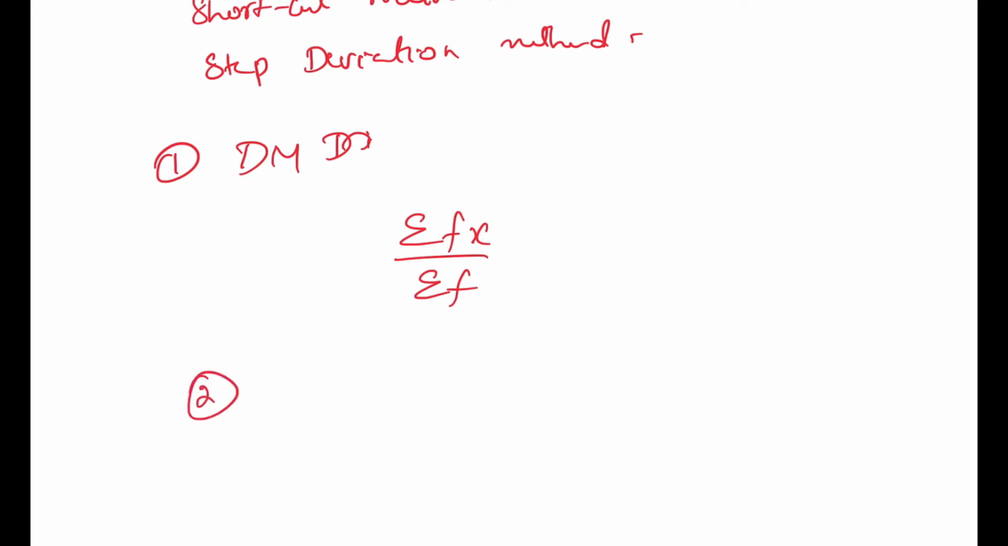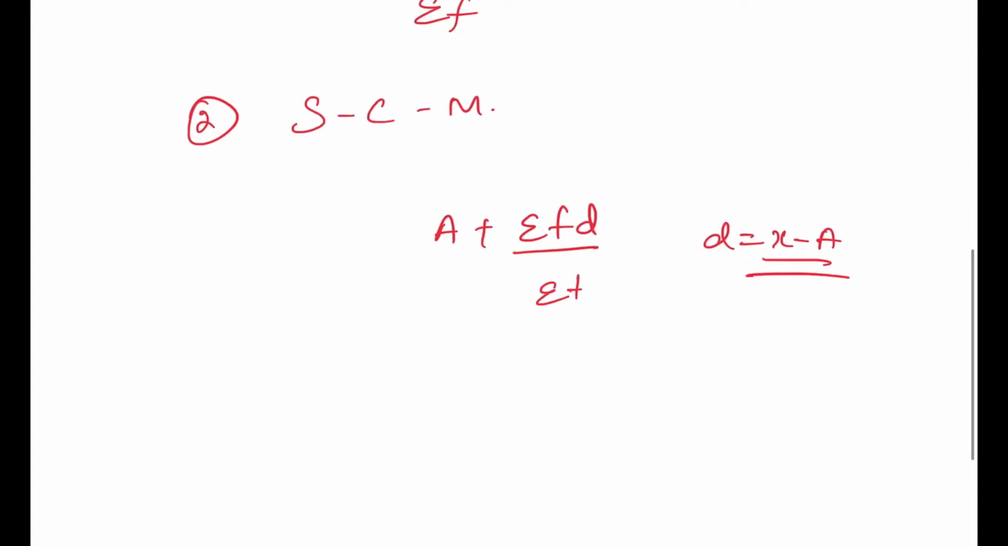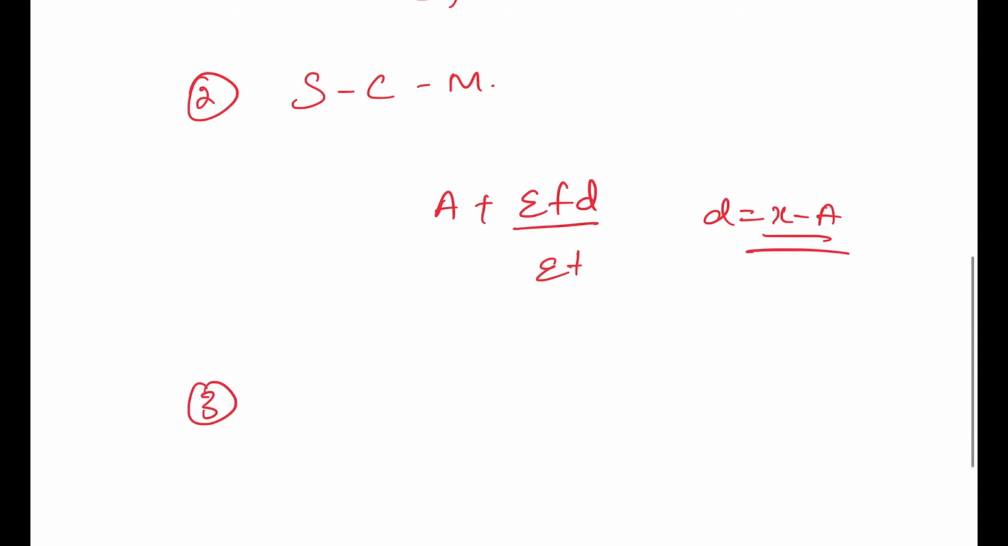Second one, shortcut method. Let me write SC method. In this method, what will be our final formula? We'll have a plus sigma fd by sigma f, where d is equal to x minus a. We'll come to that. Then third one we have the step deviation method. Similarly, a plus sigma ft by sigma f times i.